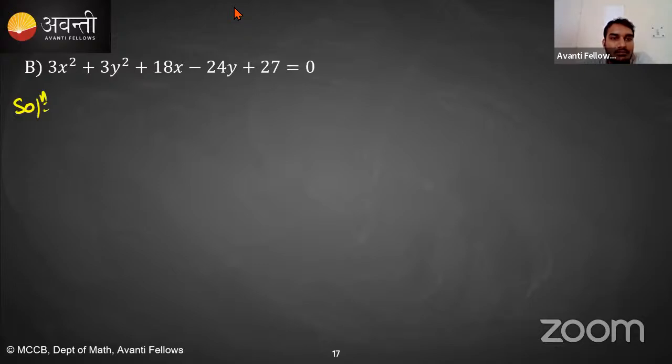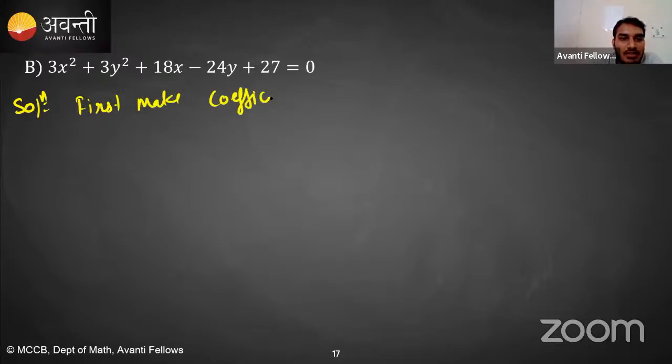Quickly. Anyone? Janvi Ballari, Janvi Chitra Durga, Davangiri Sweetie, everyone. Tell me quickly in the chat box. What is the answer? What you will do? First make coefficient of x square and y square 1.